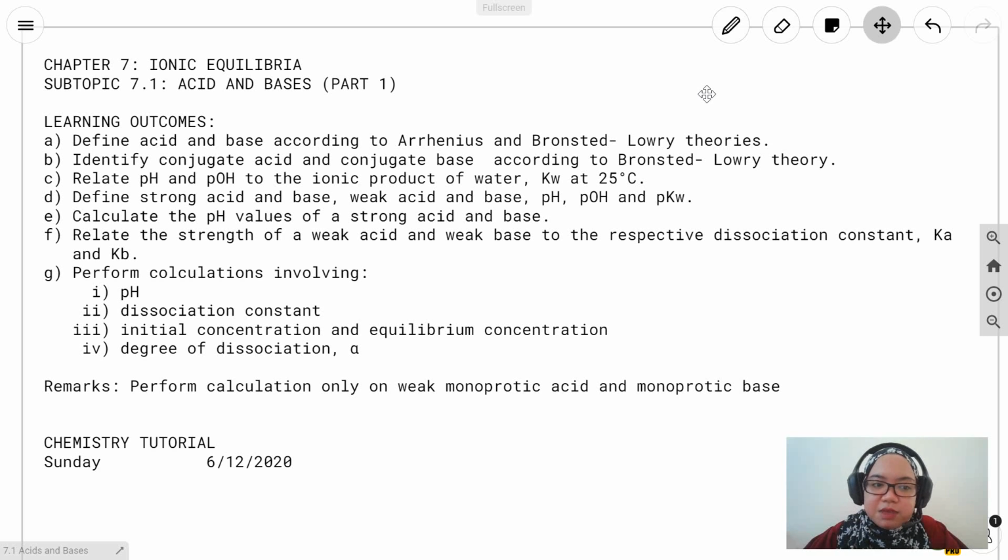Ka and Kb. And lastly, we are going to perform calculations involving pH, dissociation constant, initial concentration and equilibrium concentration, and degree of dissociation alpha. Okay, and remarks, the performing the calculation only on weak monoprotic acid and monoprotic base. Okay, so we're going to start our tutorial now.